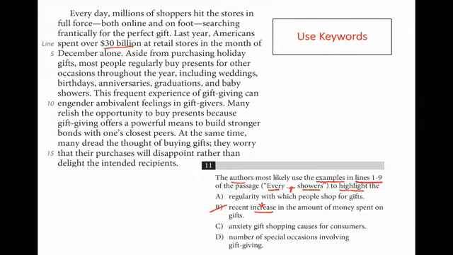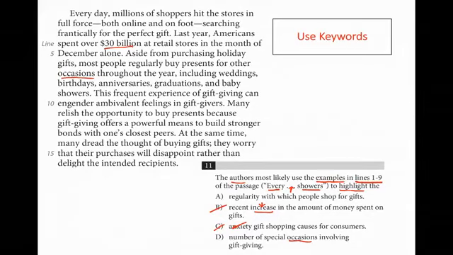B's gone. Choice C, is it to highlight the anxiety gift shopping causes for consumers? Well, I don't see anything in lines 1 through 9 about anxiety. So that's enough to cancel out choice C. Let's look at choice D, the number of special occasions involving gift giving. Well, they did mention a bunch of occasions. So again, looking at keywords, special occasions, they do mention that. That looks like a pretty good possibility as well. So now I'm down to two choices, A and D.